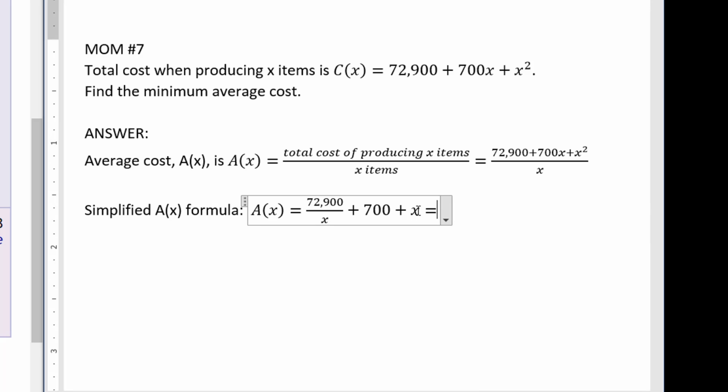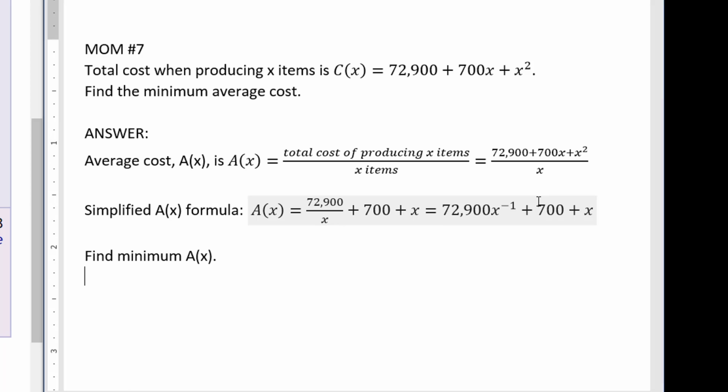I'm going to do one more rewrite. 72,900 divided by x. I'm going to flip that x up to the numerator and write it as 72,900 x to the negative 1, and then plus the 700 plus x. I like this form better because we know that this is the form that is easier for us to find derivatives of.